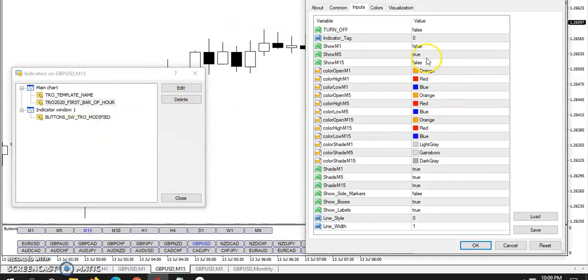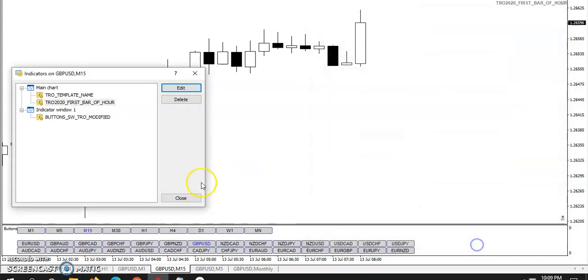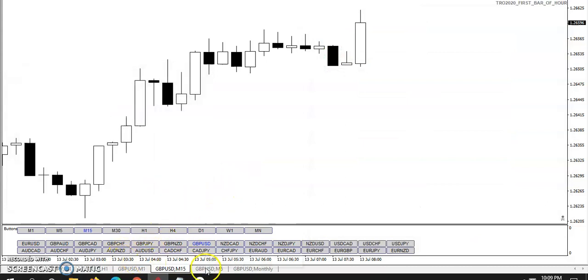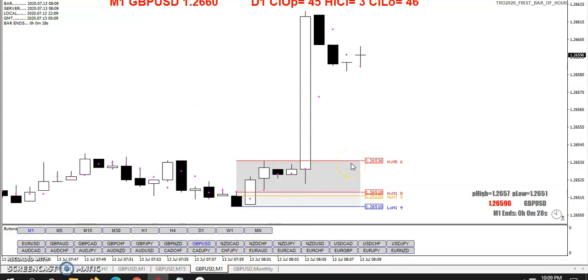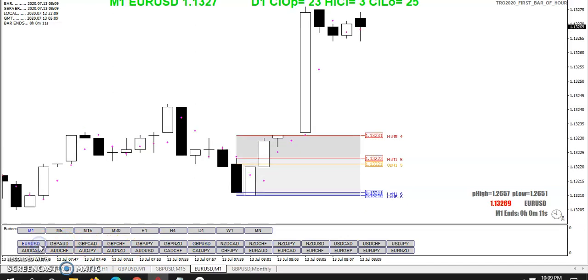We can look at M15, though I don't think I've got enough time left in the video for that. So we'll have to cancel that one out. But I hope this shows traders how to work this indicator, how to use it for profit. I can switch over to a couple other different pairs just to show you.